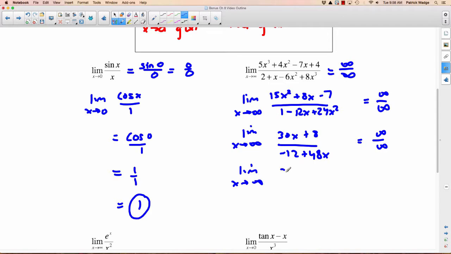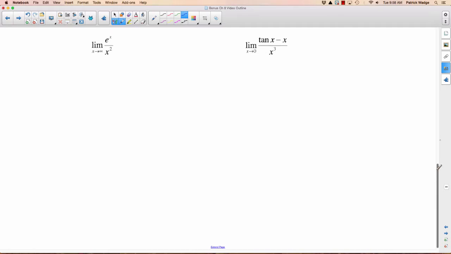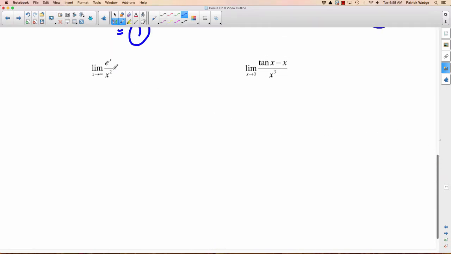So the derivative of the top is 30. The derivative of the bottom is 48. That's a constant, so it's just equal to 30 over 48. Put it in lowest terms, divide them both by 6. You get 5 over 8. And remember, it's exactly what we said it would equal, 5 over 8. So a little bit longer than just memorizing the rule, but still works. L'Hopital's rule will always work as long as it's indeterminate form when you try to substitute into the limit.